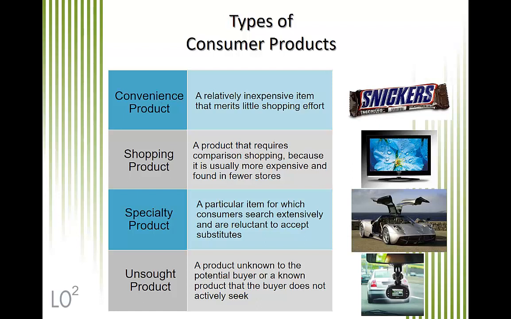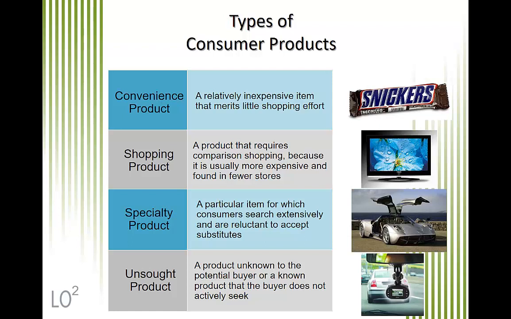First, convenience products are relatively inexpensive items that merit little shopping effort. For example, candy, soft drinks, deodorant, aspirin, hardware, and dry cleaning. Second, a shopping product is a product that requires comparison shopping because it is usually more expensive and found in fewer stores than the convenience product. Shopping products include homogeneous shopping products, including washers, dryers, and televisions, and heterogeneous shopping products, including furniture, clothing, housing, and universities. Third are specialty products, particular items for which consumers search extensively and are reluctant to accept substitutes. They can be expensive sports cars, fine watches, and gourmet restaurants.